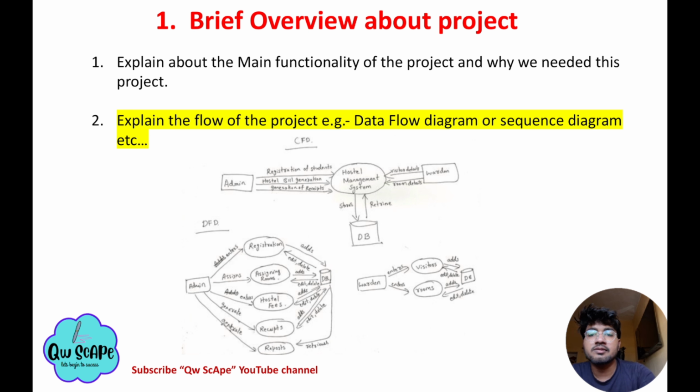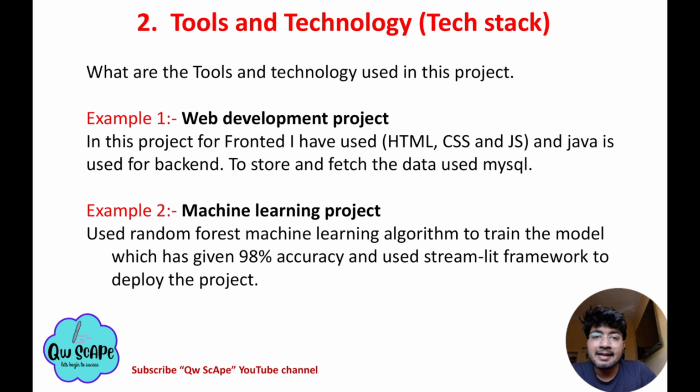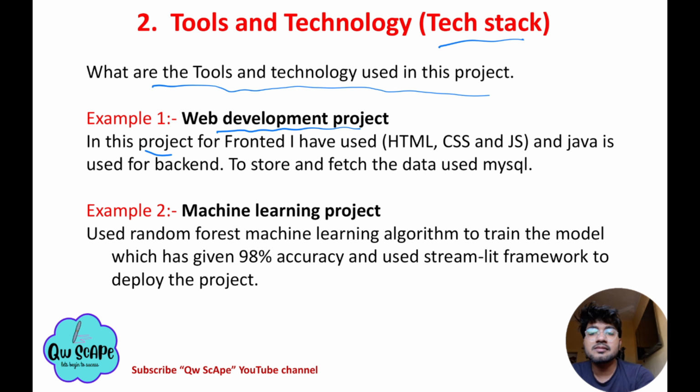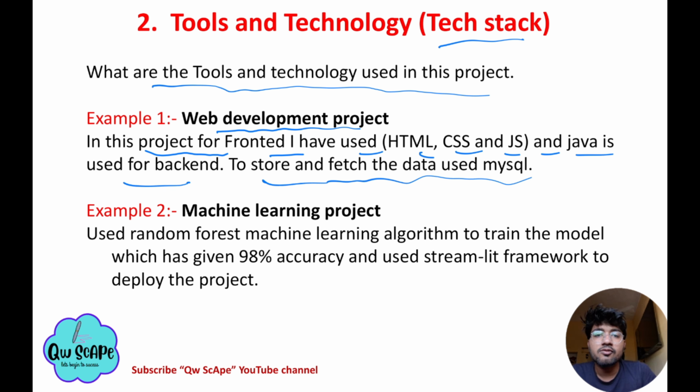Okay, now let's move forward with the second thing, which is tools and technology, or you can say tech stack as well. What you have to say in that is what tools and technology you have used in your project. I have given one example: suppose it is a web development project, then for the front end I have used HTML, CSS, JavaScript, and Java is used for the backend. To store and fetch the data I use MySQL. That's how you can tell about tools and technology for your web development project.